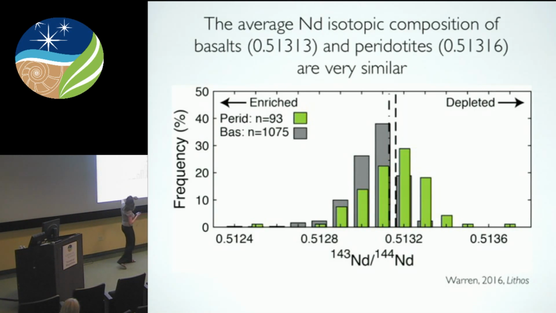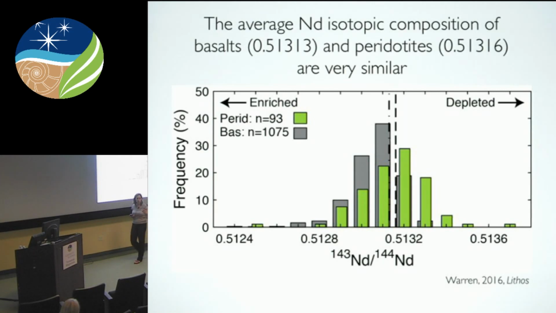So one thing to remember with neodymium isotopes is that enriched things sit down here and depleted things have the high numbers. So basalts have this tail going out to enriched compositions. But the really key thing that we found when looking at the peridotites is that they extend to these very depleted compositions.